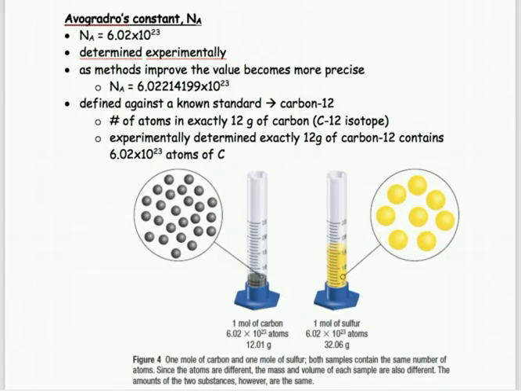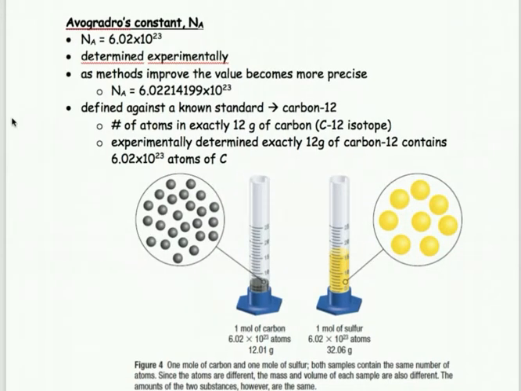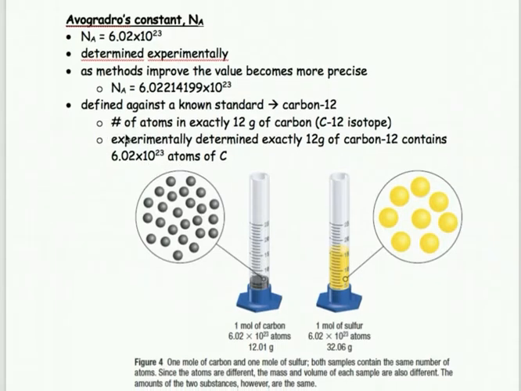And if you're curious how they came up with Avogadro's number, they just picked one isotope of carbon, carbon 12, took 12 grams of it, and then experimentally determined exactly how many atoms of carbon would be in a sample of 12 grams of carbon. And it was Avogadro's number, 6.02 times 10 to the 23 atoms, okay? I'm not going to test you on that, but if you were curious.